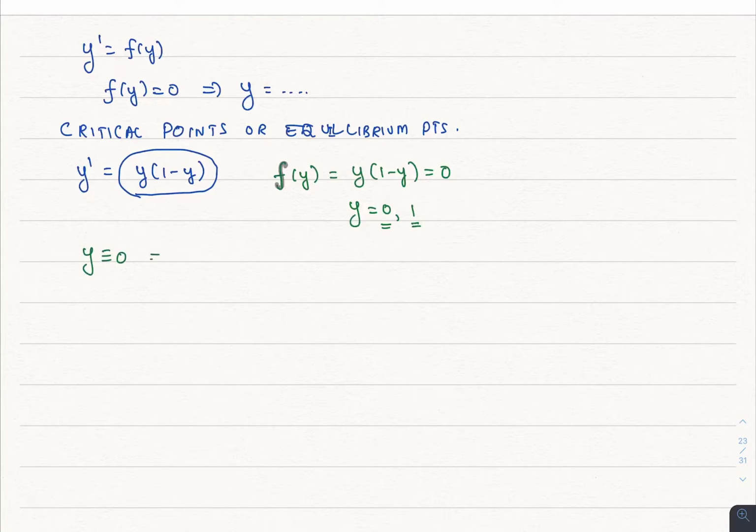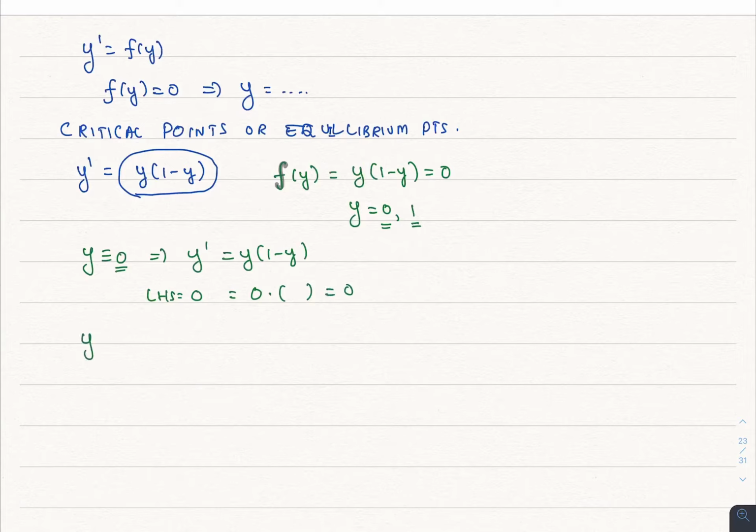When I plug it into y prime is equal to y times 1 minus y, you know that since it's a constant, the derivative is 0, the left-hand side. And if I plug it in, since y is 0, 0 times anything is 0. So it satisfies the differential equation. So this is also a solution.